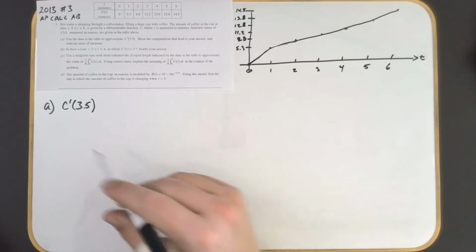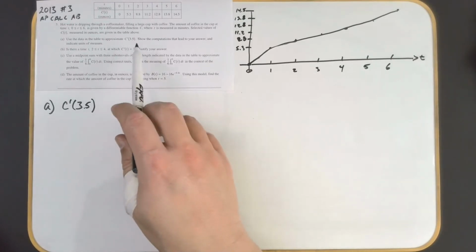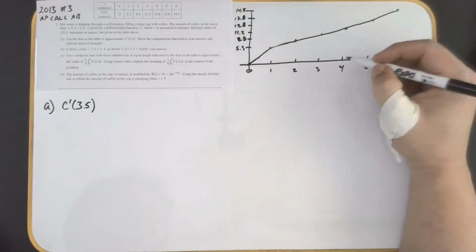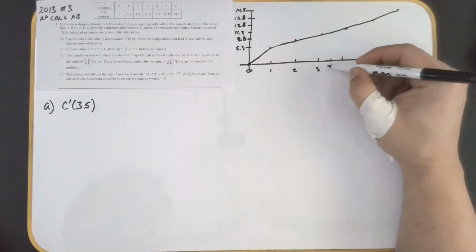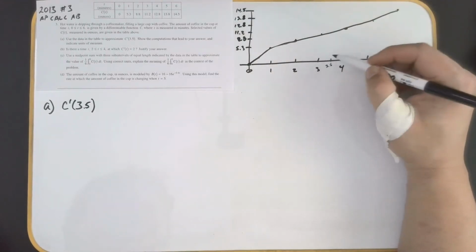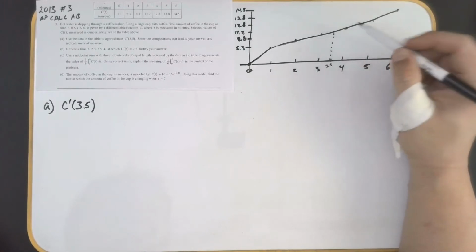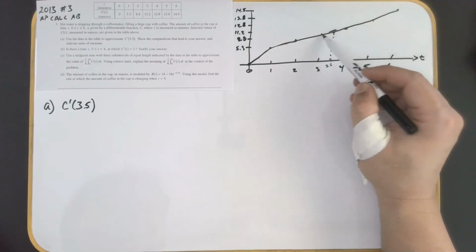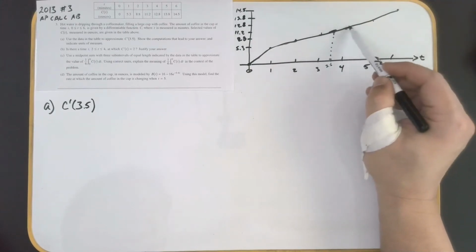Well, just like other questions, when they ask you to approximate, they always give you a value in the middle of an interval. Well, 3.5, I'm going to put that right here. There it is. They want you to approximate the slope of the tangent, which is the derivative right there. And so how do you approximate the slope of the tangent? You use the slope of the secant, so use the points on either side.